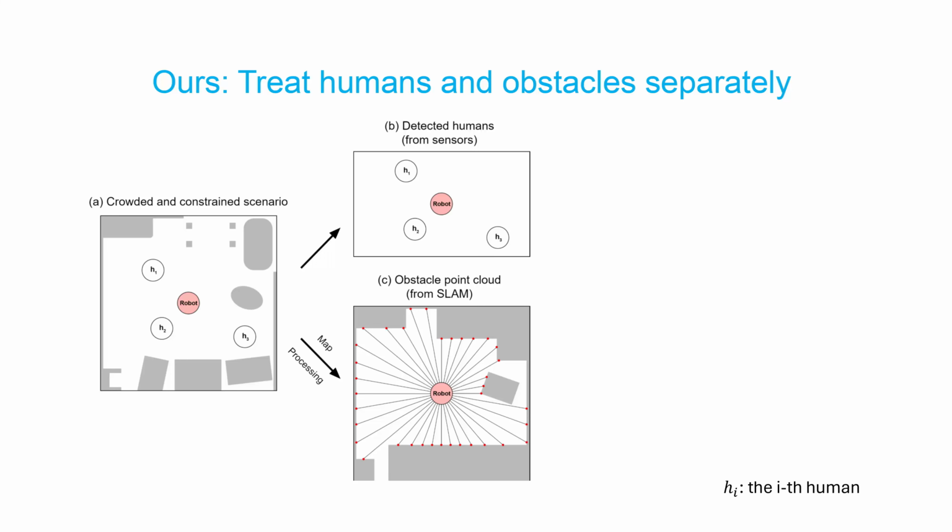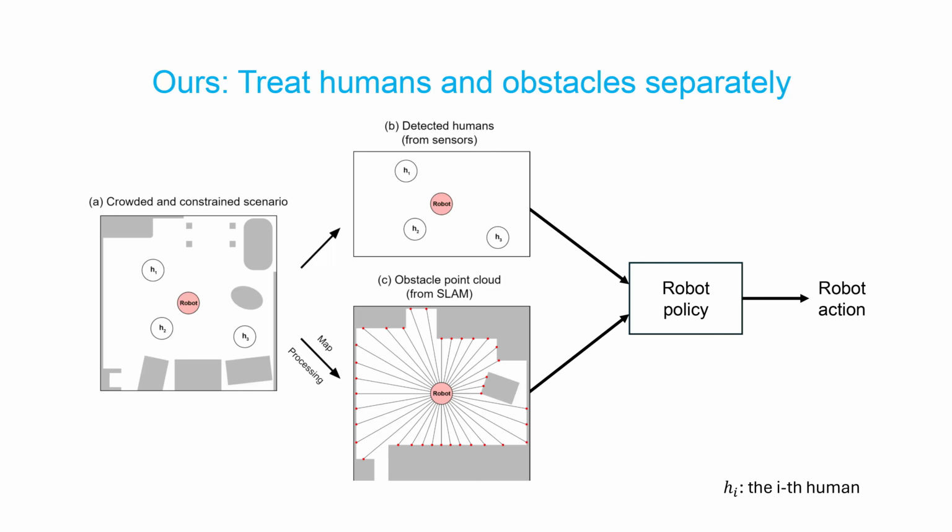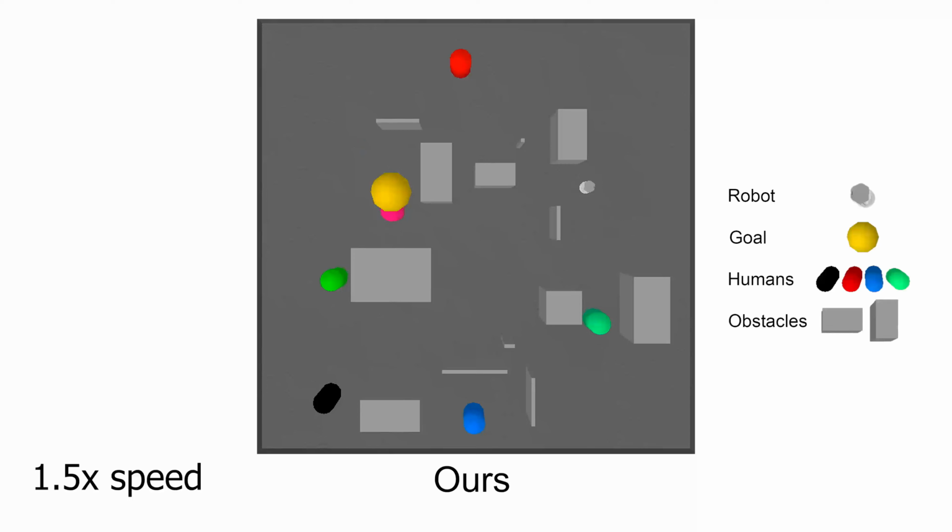For HEIT, we split the human and obstacle representations so that the robot policy network can easily distinguish the dynamic and static obstacles. As a result, the robot has learned different collision avoidance strategies for humans and obstacles, and therefore succeeds in the same episode.